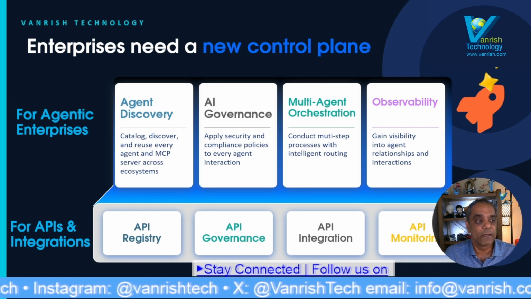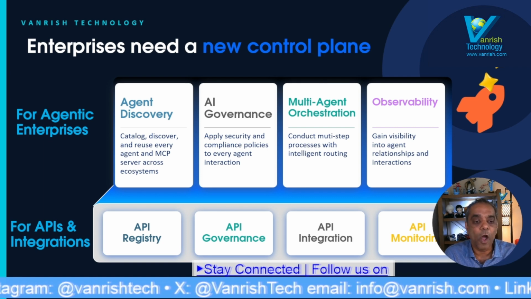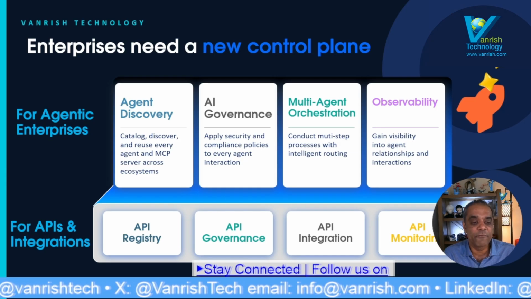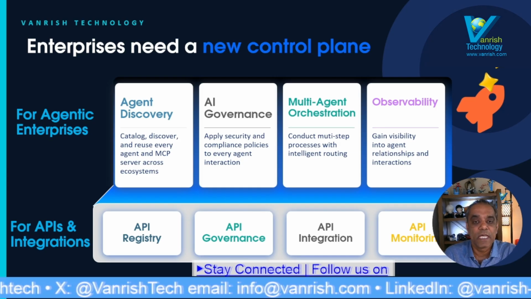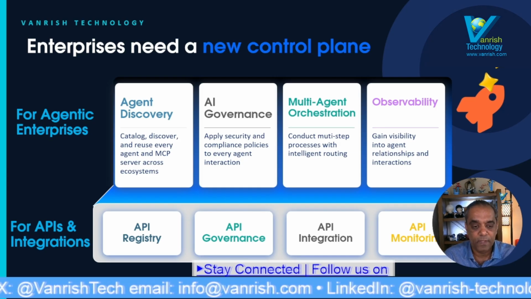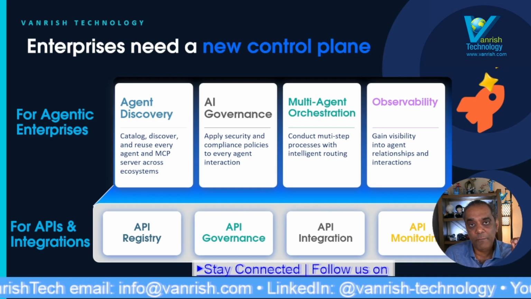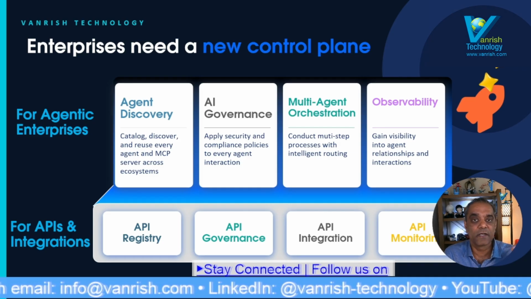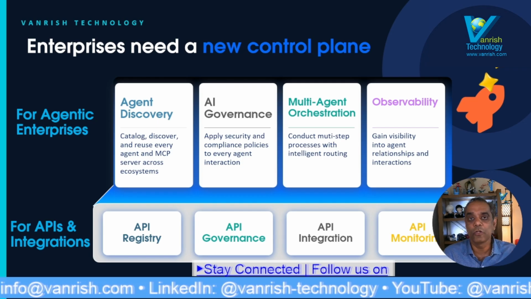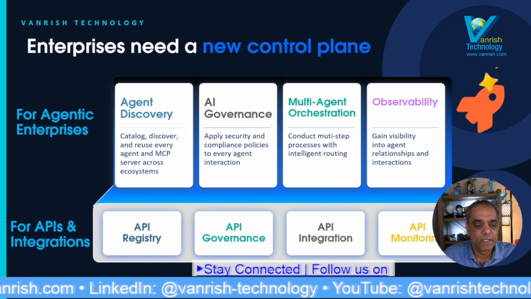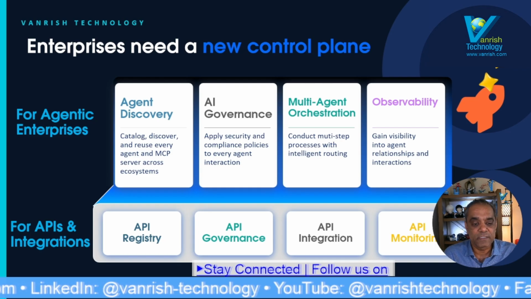You are looking into agent discovery: how you can gain visibility into every agent and MCP server sprawl across your organization, so that you can manage these AI agents from one place, like how you used to manage your APIs. Second is AI governance.